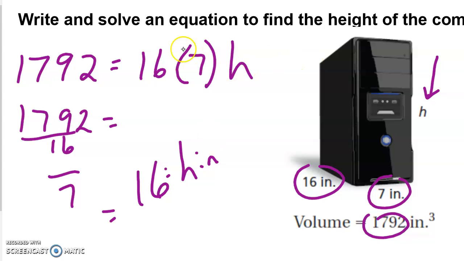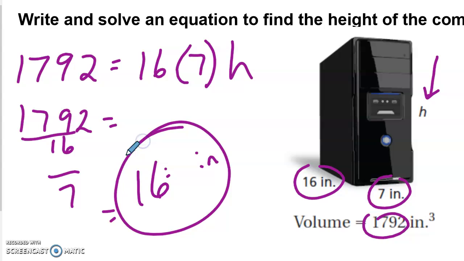I'm going to erase that, but it looks bad. And if I want to check it, I just go back, I put it back in my calculator, and I go 16 times 16 times 7, and I get, sorry, my calculator's acting funky, 1,792 cubic inches. So you and I have just proved this is the height.